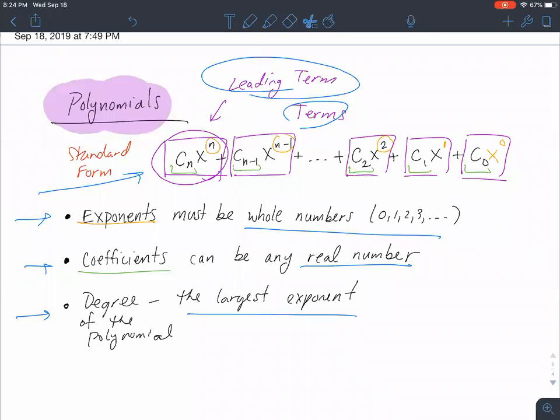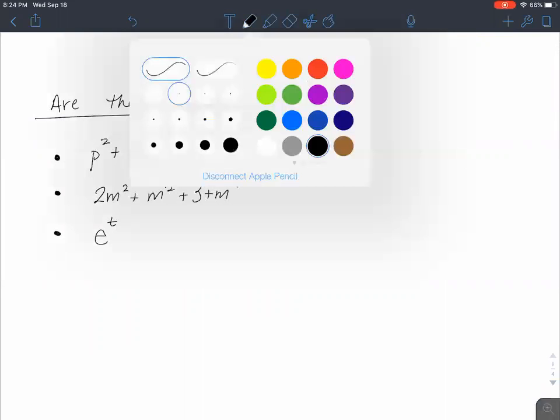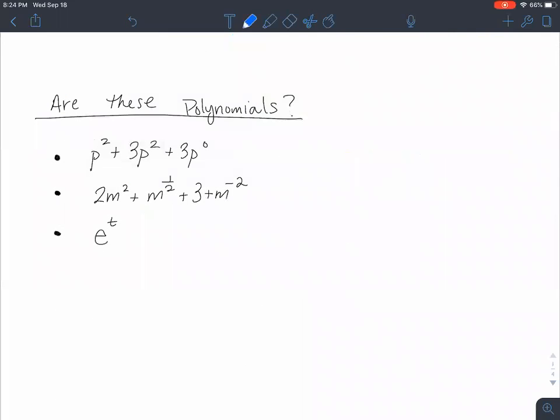Okay, so now that we know what polynomials are, let's answer this question. Are these polynomials? The first one, p cubed plus 3p squared plus 3p to the 0 power. Well, if we look at this one, actually this was a typo, this was supposed to be p cubed. We said that the coefficients need to be real numbers and the exponents need to be whole numbers, right? In this case, both of those check out, so yes, this is a polynomial.